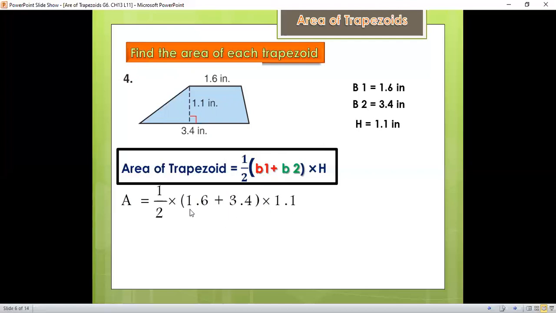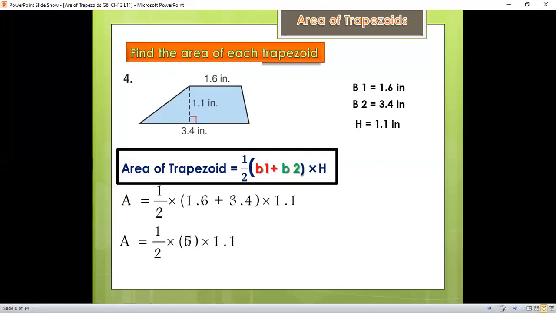Calculate it firstly. 1 and 3 equal 4, and 4 tenths and 6 tenths equal 1. Then 4 and 6 equal 10, write 0 and carry 1. 1 and 3 is 4, 4 and 1 equal 5. So 1.6 plus 3.4 equals 5. Then the answer is half multiplied by 5 multiplied by 1.1. Half of 5 is 2.5, meaning 2 and a half.